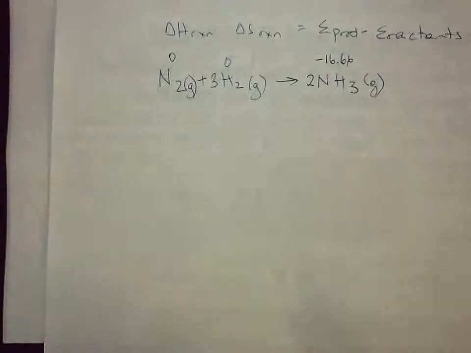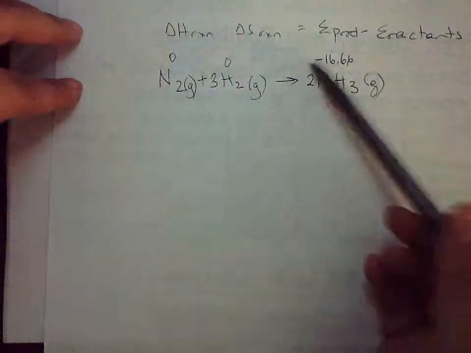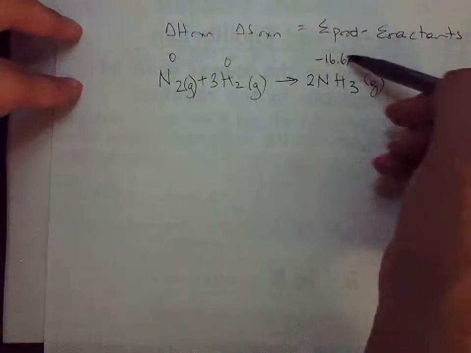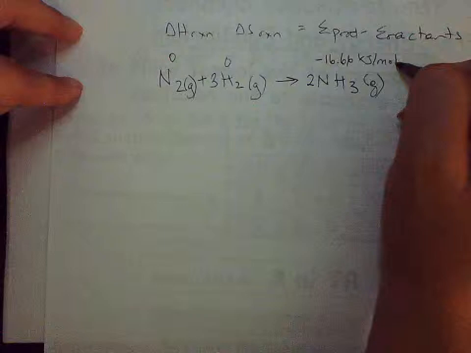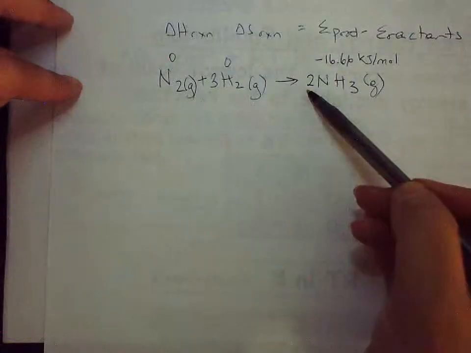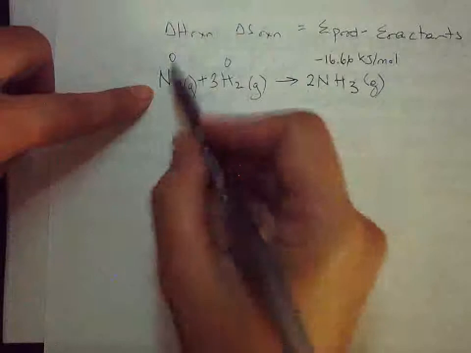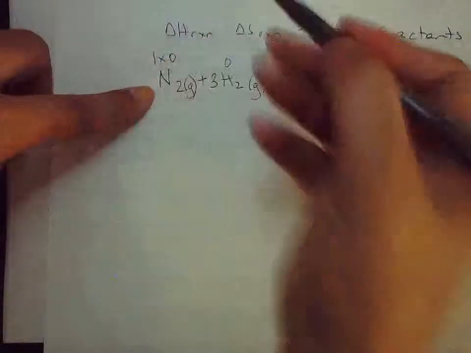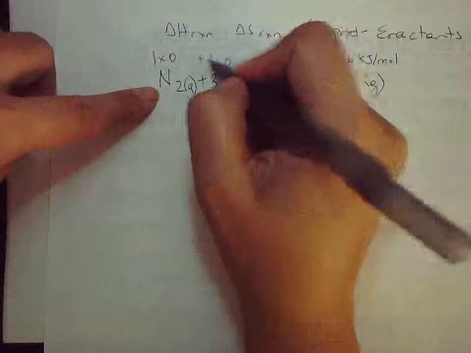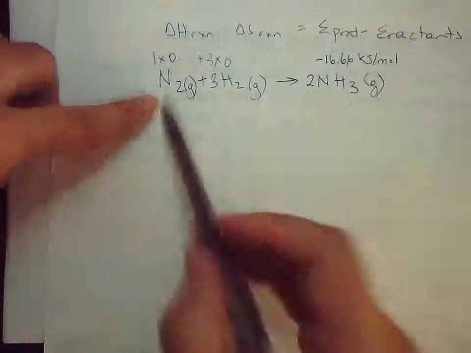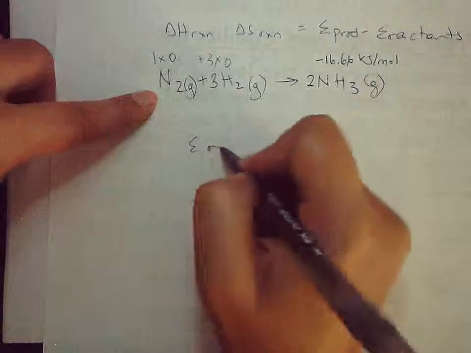Now, do the coefficients matter? Yeah, because these numbers are in kilojoules per mole. I don't have 1 mole here. How many moles do I actually have? 2. So the sum of the reactants is going to be 1 times 0 plus 3 times 0. So what is the sum of the reactants? 0.